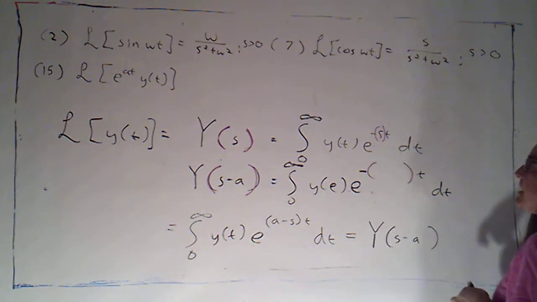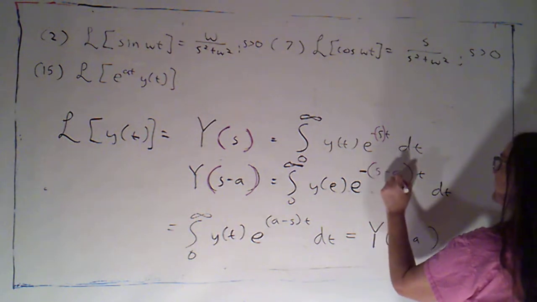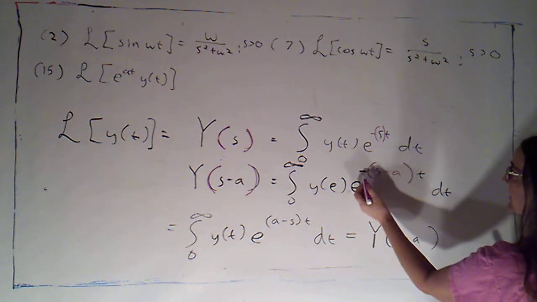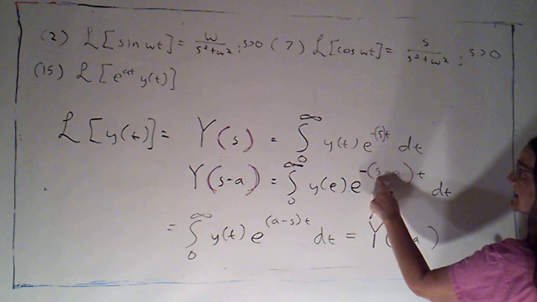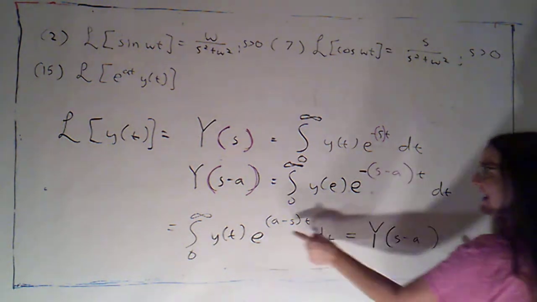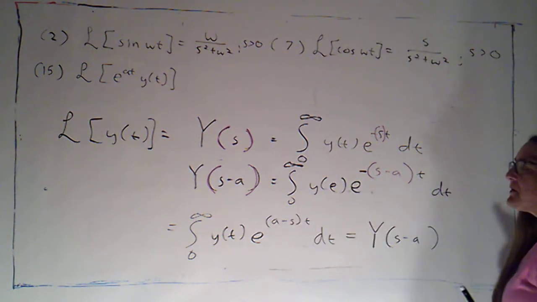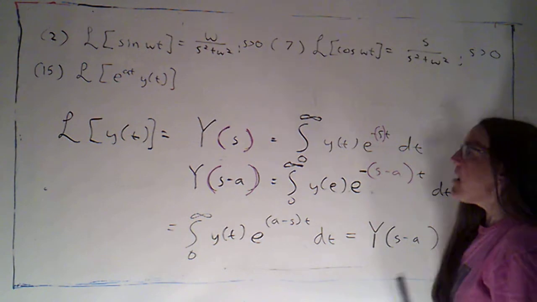dt. But what was I plugging in as my input? S minus a. Now, notice if I distribute that negative, that's going to make this a negative s and a plus a, which is exactly what we have here. Okay. So it's kind of interesting.